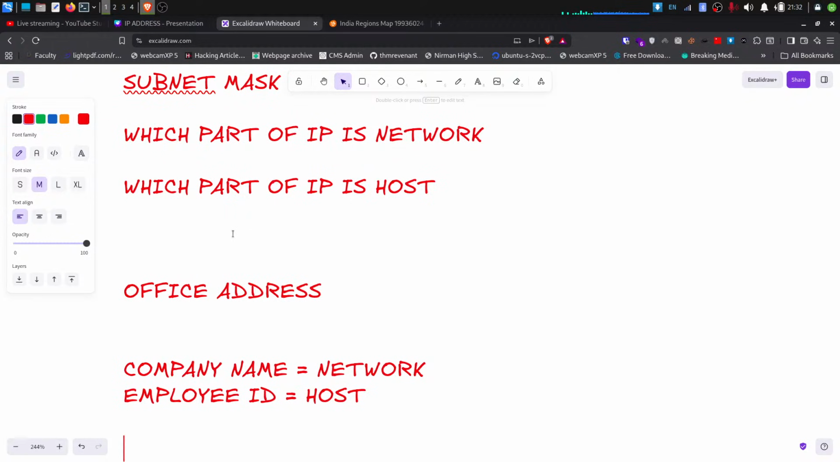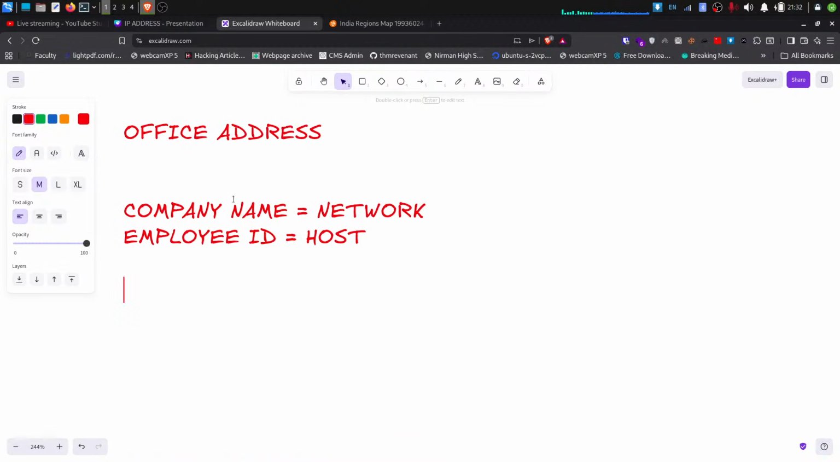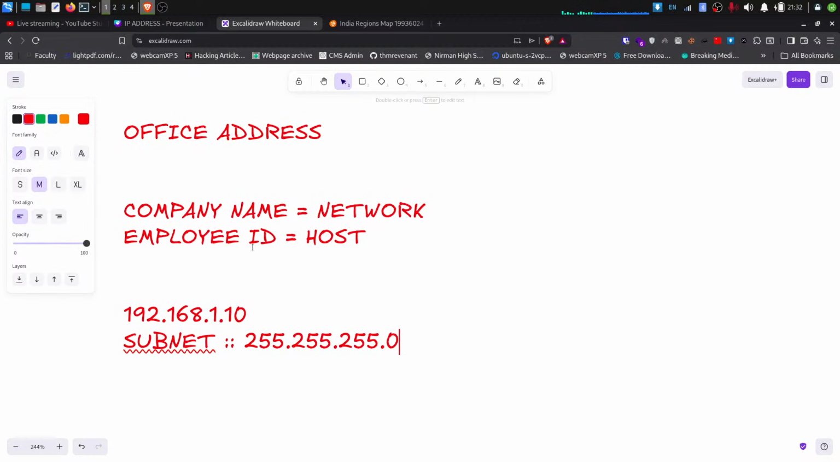The example we had was this one. For example, we take 192.168.1.10, and subnet mask is 255.255.255.0. So now, can you guys just tell me how many hosts are in this, and how many networks?